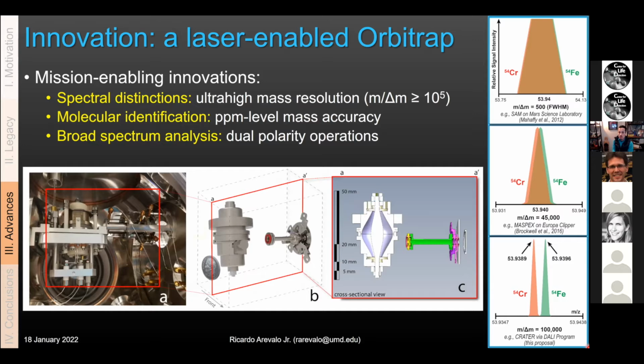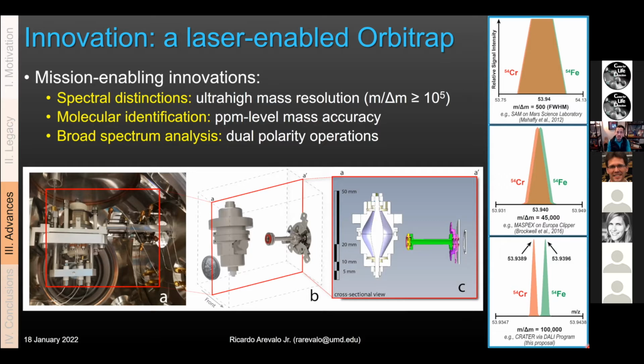So here's an image of our instruments. I actually have a couple of slides that show the increase in fidelity of the different models that we've built throughout the years, interfacing an Orbitrap to a laser. This one's our intermediate fidelity model. What would I call this? I guess you'd call it a breadboard prototype.